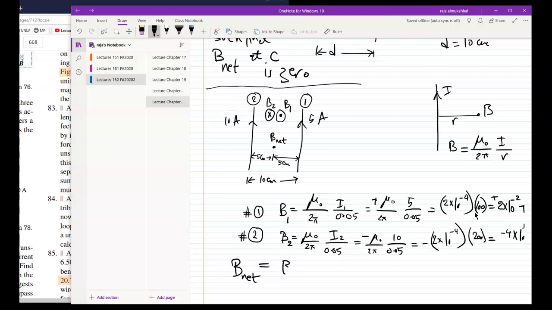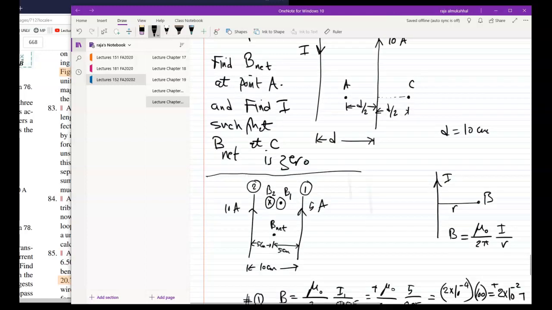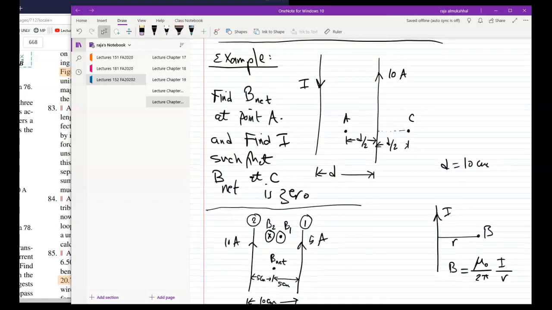And then B net is going to be what? It's going to be B1 positive minus B2. So that will be 2 times 10 to the negative 2 minus 4 times 10 to the negative 2. And then we would calculate the net, and that will be negative 2 times 10 to the negative 2 Tesla. And that's the B net. That's basically what I mean by B net. You got that? Okay.